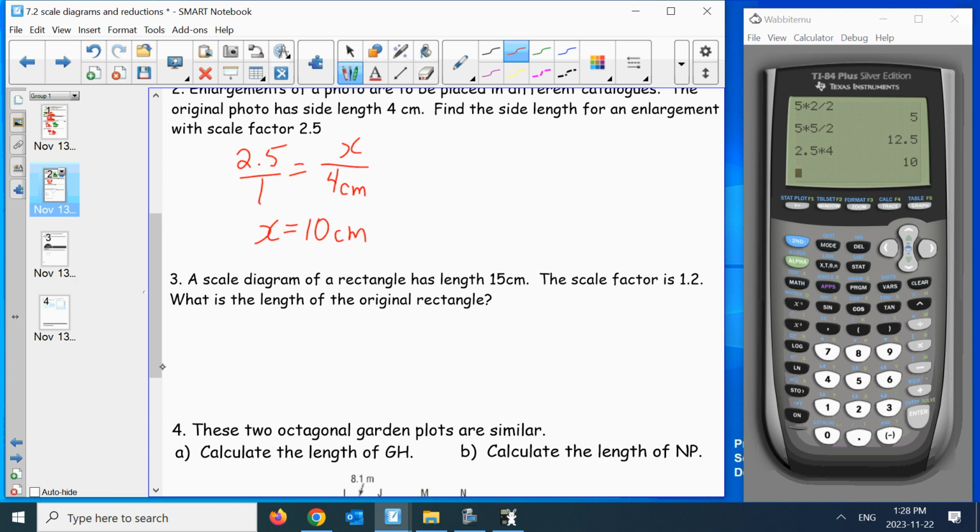A scale diagram of a rectangle has a length of 15. That's the scale, not the original. The scale factor is 1.2. What's the original? Okay. So 1.2 out of the number 1. The original is the bottom. So 1 is matched to X, and 1.2 is matched to 15. X equals 15 times 1 divided by 1.2. That's 12 and a half. Right?